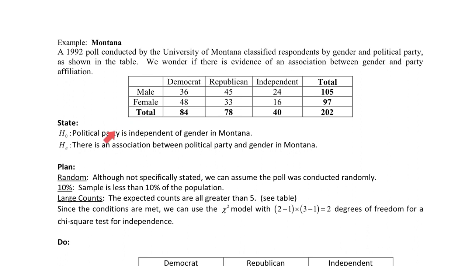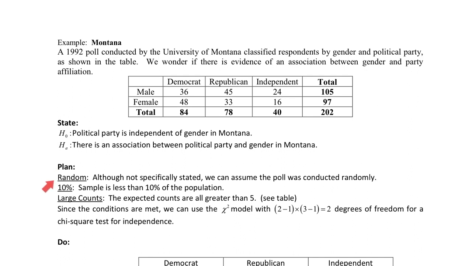political party. So the null is the political party is independent of gender in Montana, or you could also state that as there is no association, if you like to keep it so you only have to remember one thing. There's no association between political party and gender in Montana. And then there's the alternative.